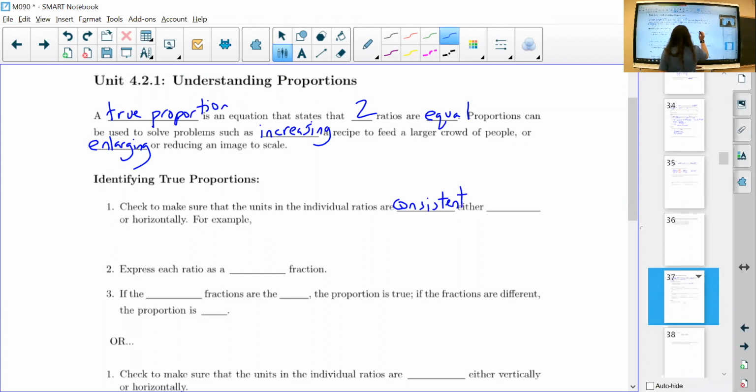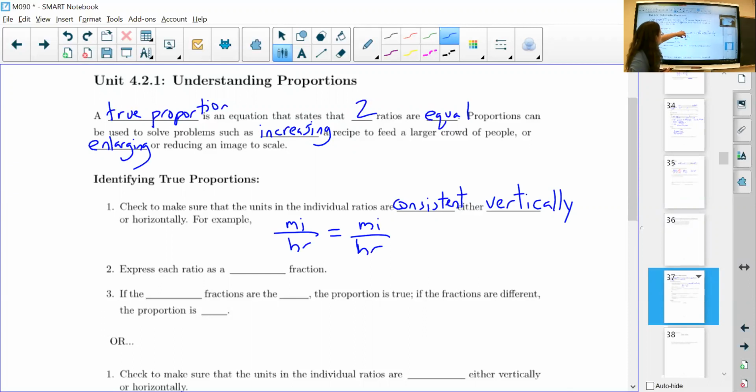We can have consistent units either vertically or horizontally. Either one will work. So for example, we could have miles per hour over miles per hour, where these are consistent horizontally, or we could have miles per mile over hours per hour, where they're consistent vertically. Once we've checked their units, if they're not consistent, go ahead and convert them to something that is consistent. Maybe I had 60 minutes instead, or 30 minutes. I'll turn that into half an hour.